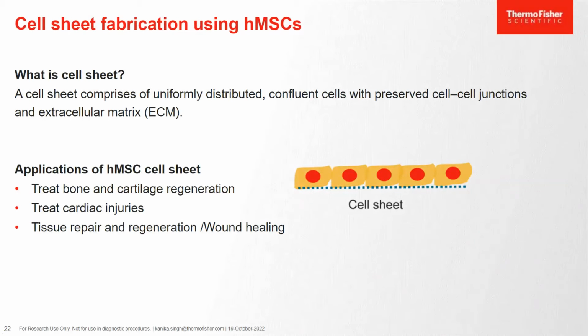Okay, so let's understand what a cell sheet is. A cell sheet comprises uniformly distributed confluent cells with preserved cell-to-cell junctions and ECM proteins. Researchers these days are using cell sheets for various purposes. So if we talk particularly about mesenchymal stromal cells, the sheets formed using these cells have been used for bone and cartilage regenerations. There are multiple studies wherein in different animal models they have been used for cardiac injuries.